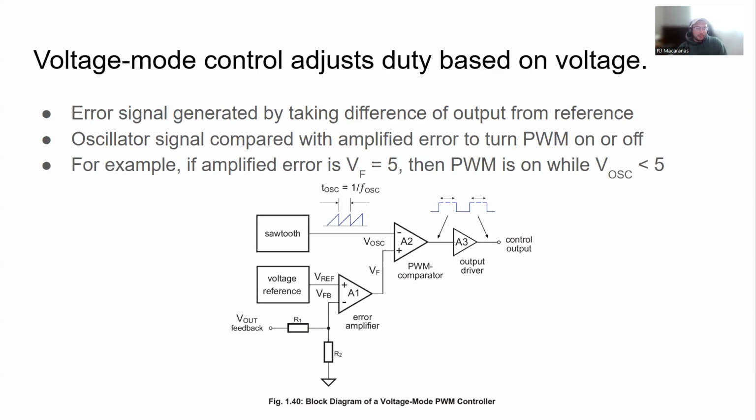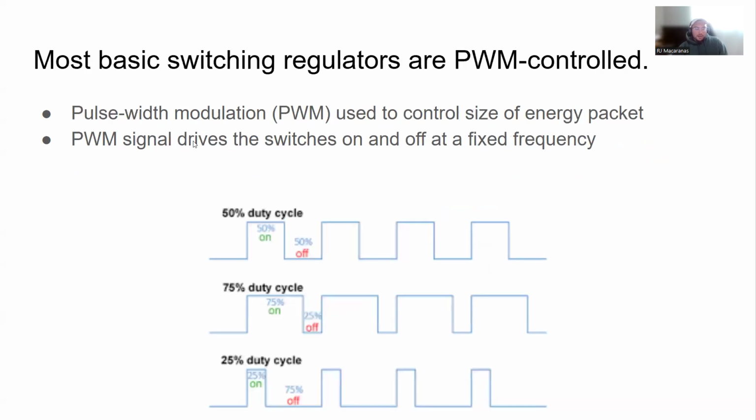So first off, we have voltage mode control, where we take a look at our scaled output voltage, just as we did with the linear regulator. We scale it down and feed it into an error amplifier, which compares it to whatever reference voltage we're looking at. And then based on that amplified error, we use that signal to turn our switch on or off. Again, this PWM signal is what's driving the switches on and off.